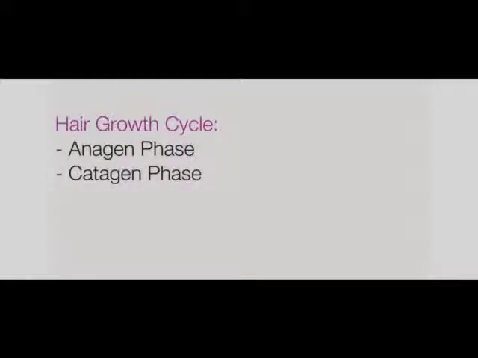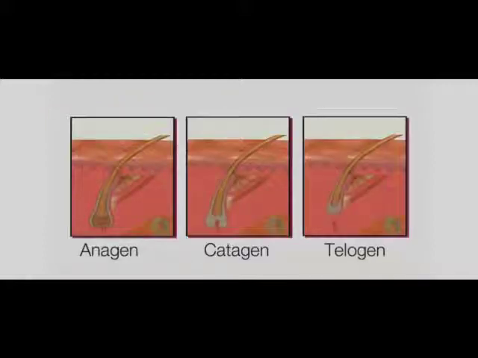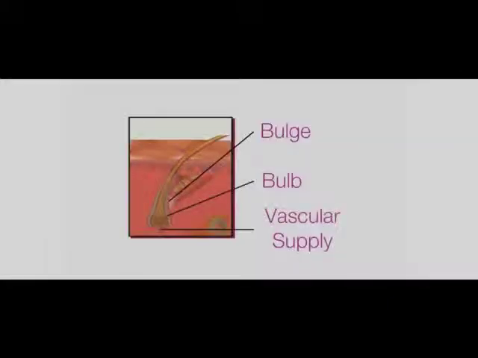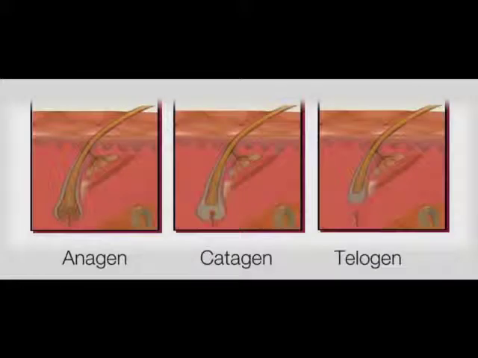All follicles cannot be damaged in one single session as hair grows in different phases: the anagen phase, the catagen phase, and the telogen phase. Each phase has a unique anatomy. In order for the follicle to be optimally damaged, the bulb, bulge, and vascular supply should be present. It is in the anagen phase of the hair growth cycle that the follicle can be optimally targeted.